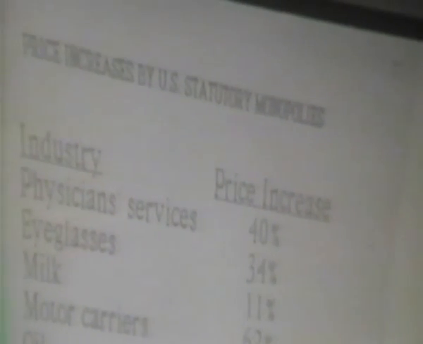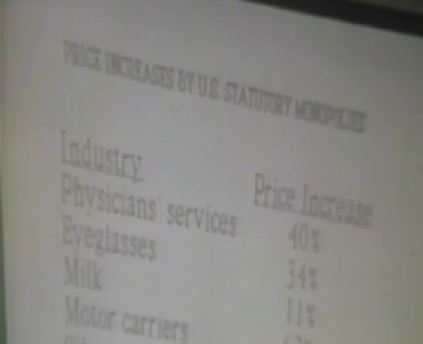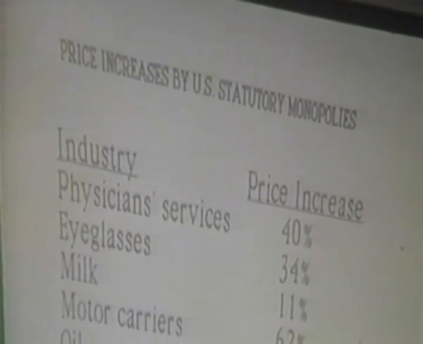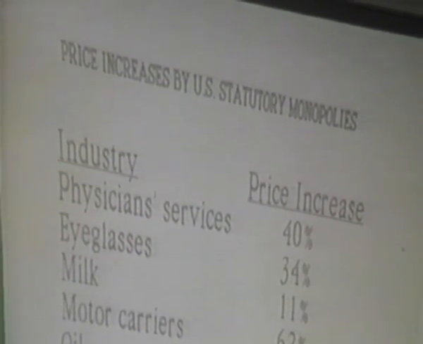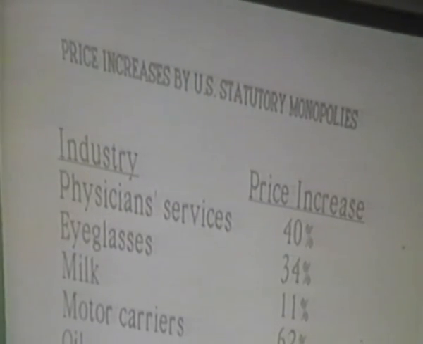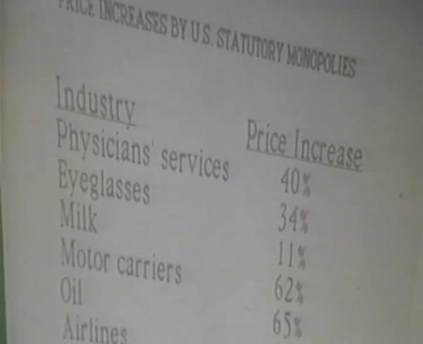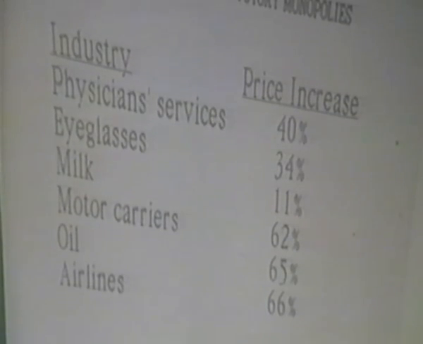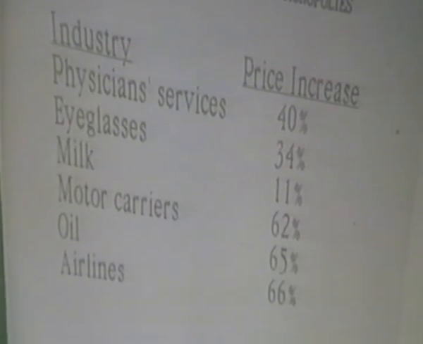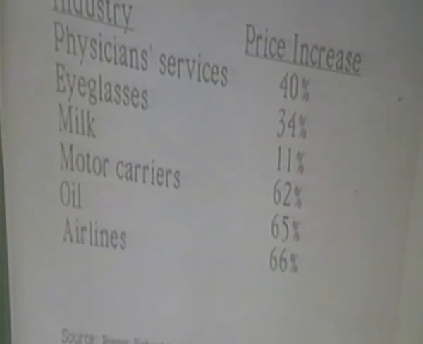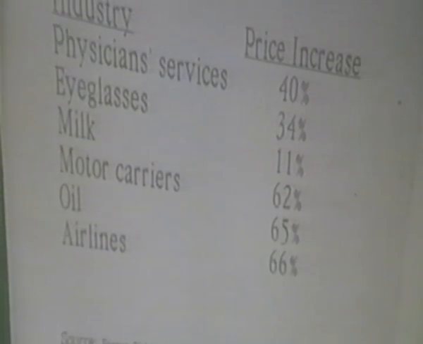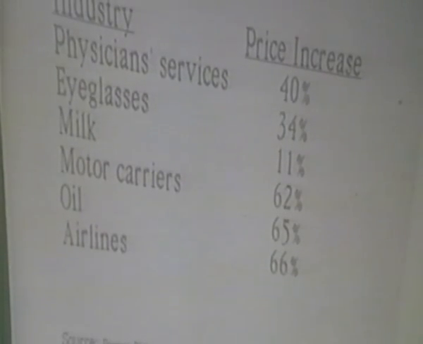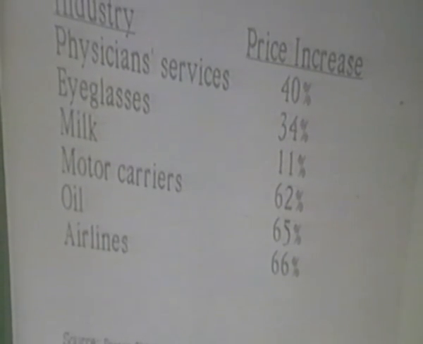The same Richard Posner summarizes the results for the U.S. Physician services, we've already talked about the statutory monopoly of the American Medical Association, estimated to have raised prices by 40%. And all the rest of those products represent industries which were regulated by a federal agency and thereby restricting competition, and we see the resulting rise in prices. The airlines represent a particularly notorious example.